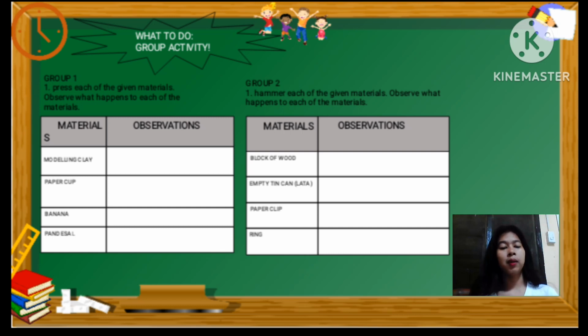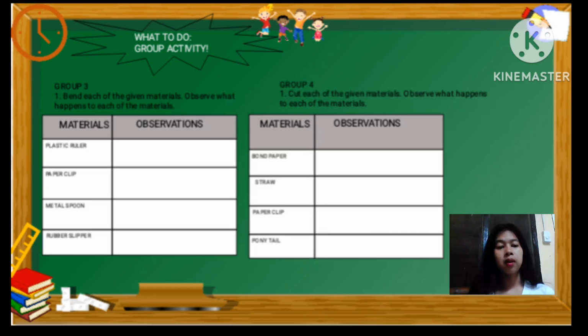Let's have a group activity. We have a different observation. In group 1, press each of the given materials. Observe what happens to each of the materials. Sa group 1 ay mayroong modeling clay, paper cup, banana, pandesal. Ang gagawin po nila dito is press. Sa group 2 naman, ang gagawin nyo is hammer each of the given materials. Observe what happens to each of the materials. Group 2 have a block of wood, empty tin can or lata, paper clip, and ring.